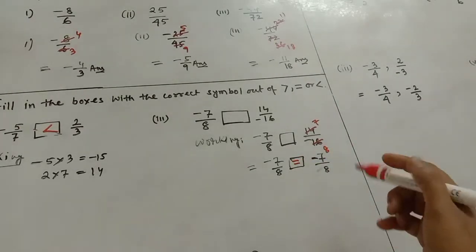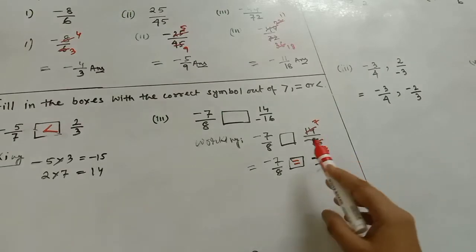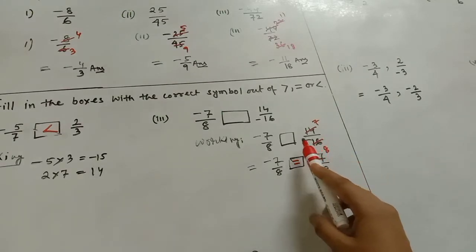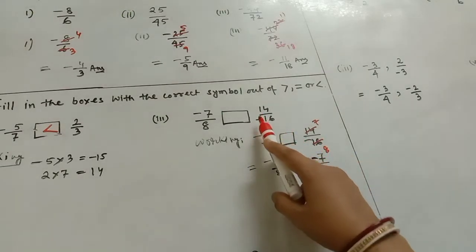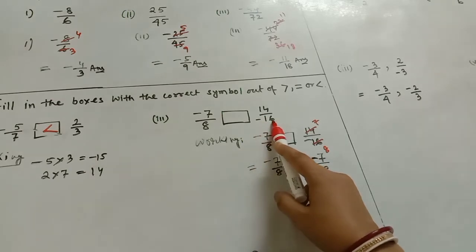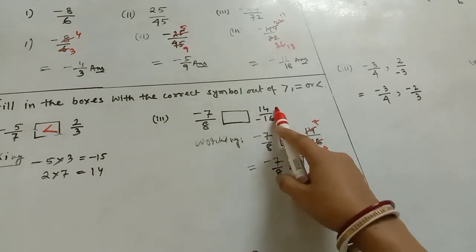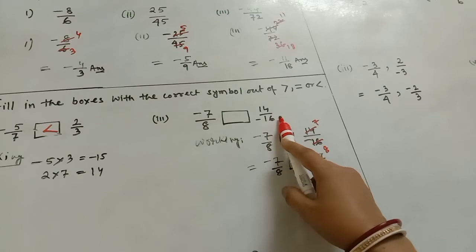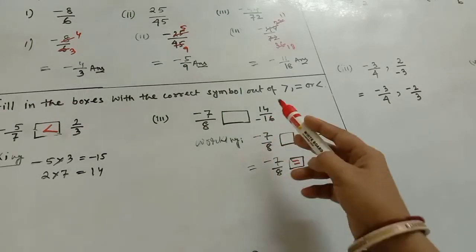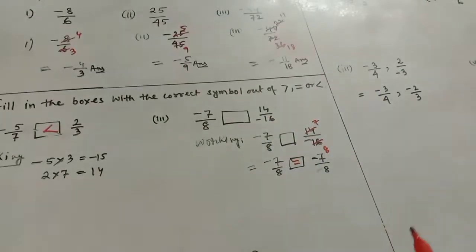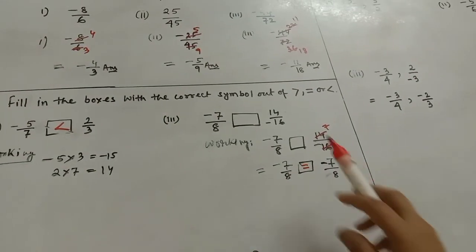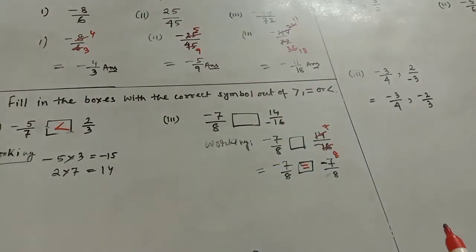Here the main part is you have to make the rational number in a standard form. Standard form means the denominator should be negative free. You need to multiply both numerator and denominator with minus 1 to get the denominator positive and the numerator negative. Understood?